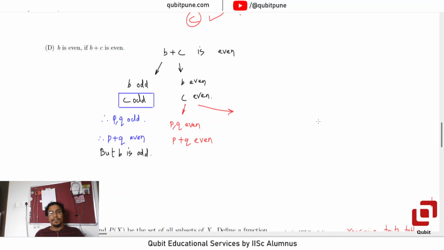Okay, so now suppose we get 1 even 1 odd. What can we say about P plus Q? P plus Q is odd. Okay, wait, P1 Q odd हो गया, P plus Q has to be odd. What about PQ?